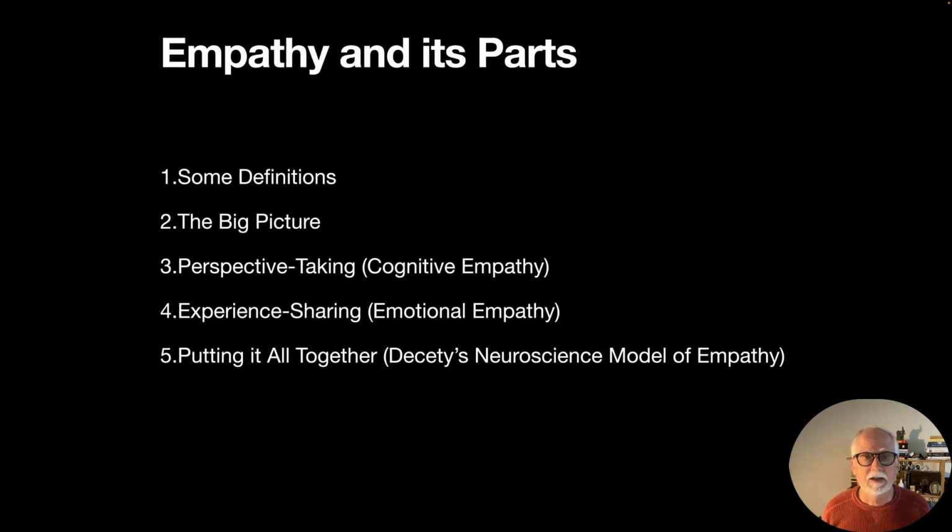So that ends this lecture. I've talked about some definitions, really basically trying to differentiate empathy and sympathy, but you can see that in the end I've started talking about empathic concern as being synonymous with sympathy. We had that big picture model. We talked about perspective taking or cognitive empathy, experience sharing or emotional empathy, and then putting it all together with Decety's neuroscience model of empathy.